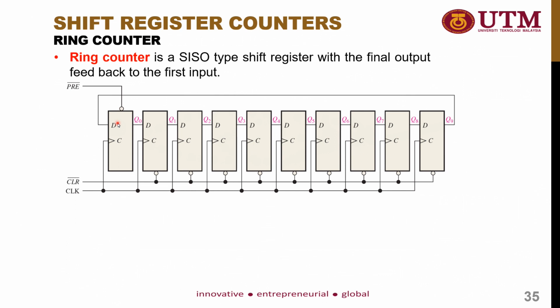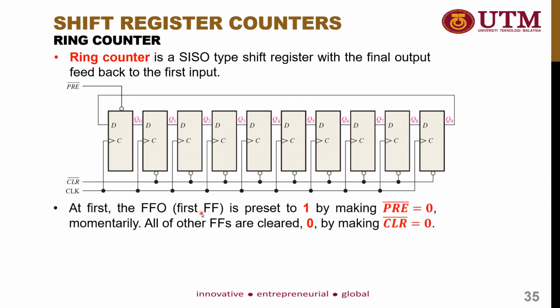In the ring counter, it has a total of 3 different inputs, which are PRE bar, CLR bar, and the input clock. In order to operate the ring counter, at first, the first flip-flop, flip-flop 0, is preset to 1 by making the input of PRE bar equal to 0 momentarily. And all the other flip-flops are cleared by making CLR bar equal to 0. So in order to initialize the ring counter, the inputs of PRE bar and CLR bar are going to be 0. The input 0 of PRE bar will make the output of Q0 become 1, and the input 0 of CLR bar to the other flip-flops will make their outputs become 0, because they are being reset. So the first flip-flop is being set.